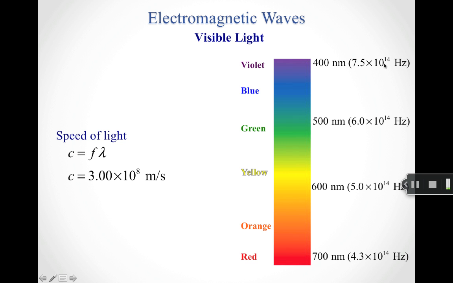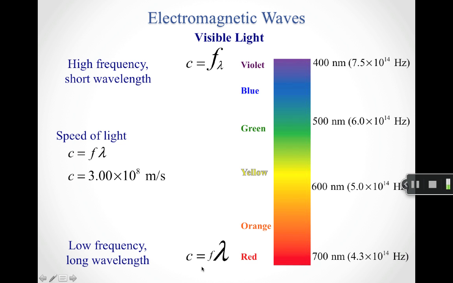That speed of light value is going to be constant, which means that as we go from violet light, which has a short wavelength, high frequency, to red light, which has a longer wavelength, lower frequency, we go from one end of the spectrum to the other. Violet is at the high frequency, short wavelength end, and we still get our value c, versus red, where we have a low frequency value but a long wavelength value.